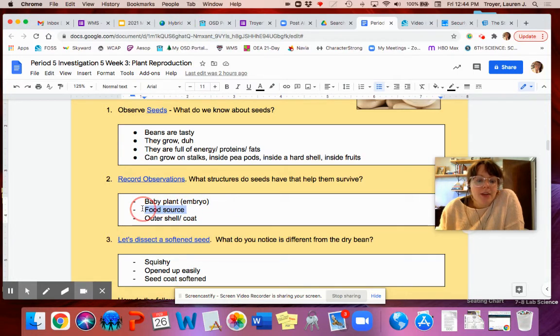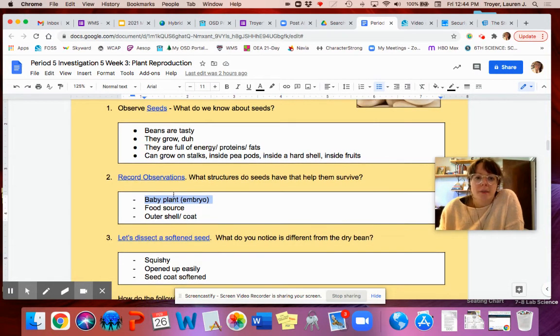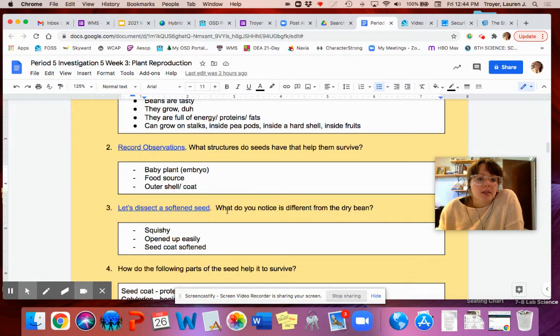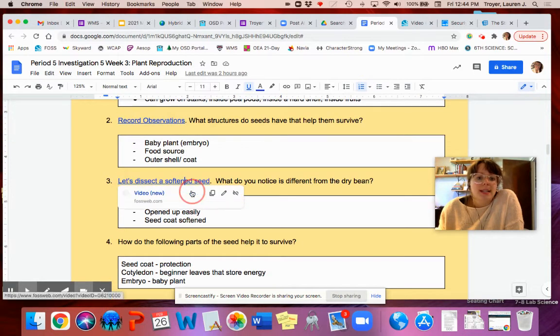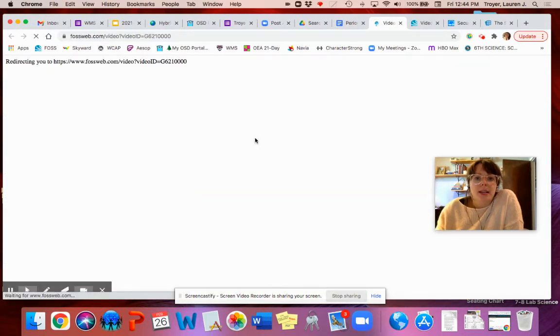So that's the energy source for the baby plant as it's growing, because it doesn't have any leaves yet. It's just a seed, right? And so where does it get its energy from? It has to get energy from inside the seed until it has leaves. If you want to try dissecting a softened seed, now that gets a lot easier.